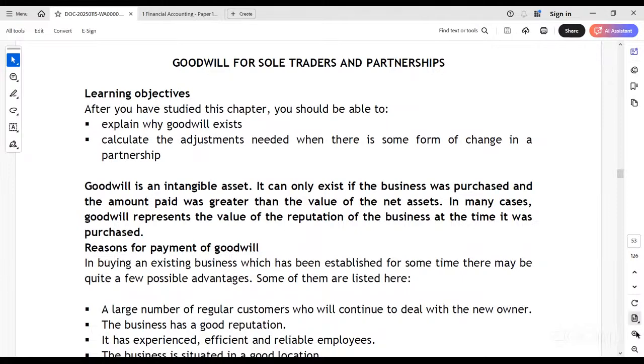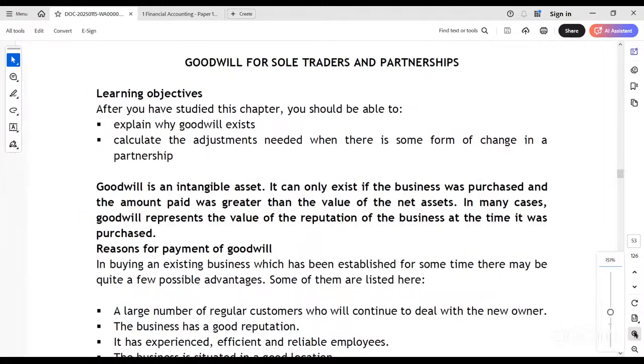Yes, good evening once again. So today we are looking at goodwill for sole traders and partnerships, though we are going to put more focus on partnerships. That's our subtopic for today. We are still looking at partnership accounts. So partnership still continues, but today we look at goodwill for sole traders and partnerships.